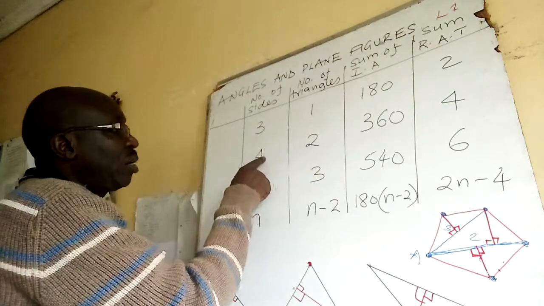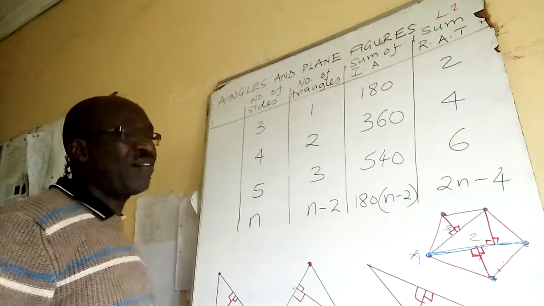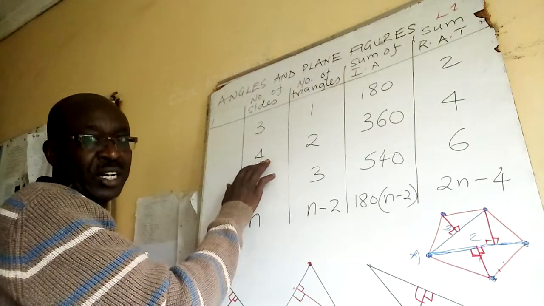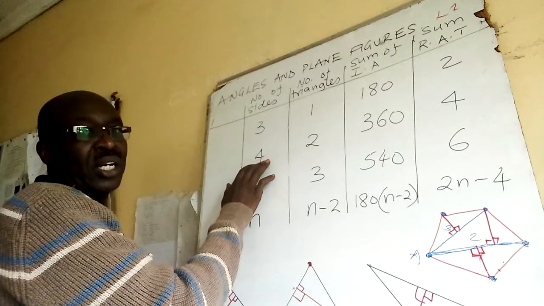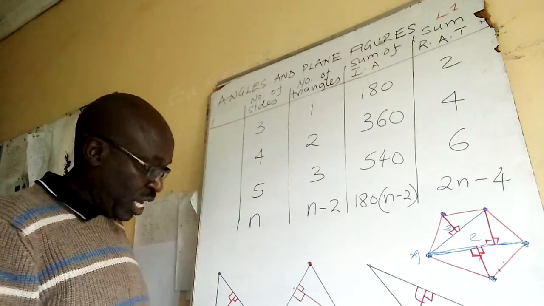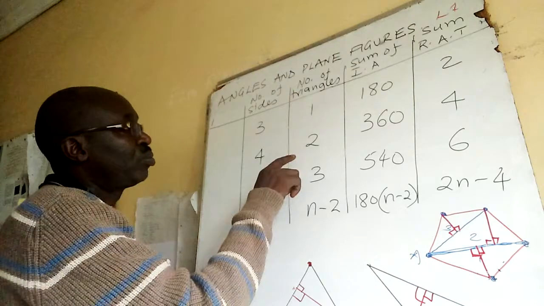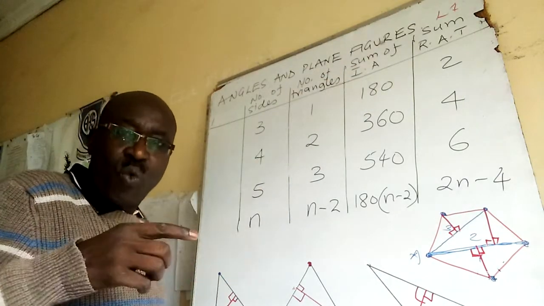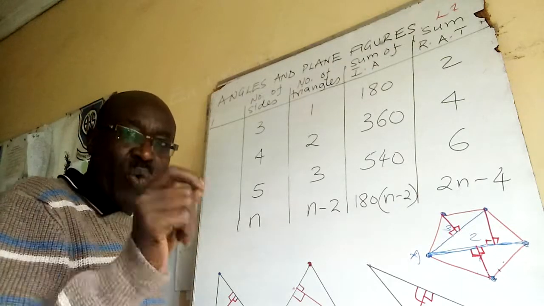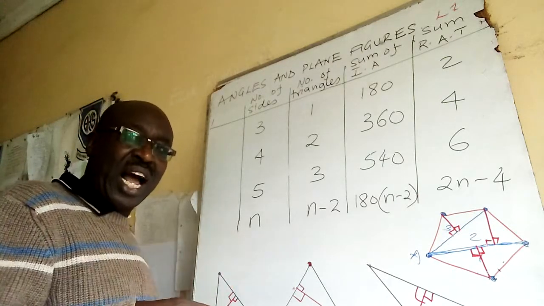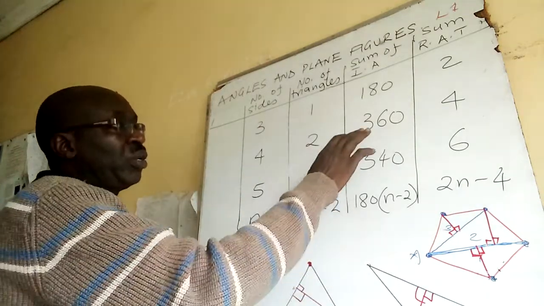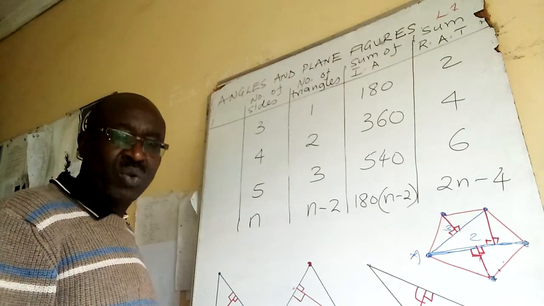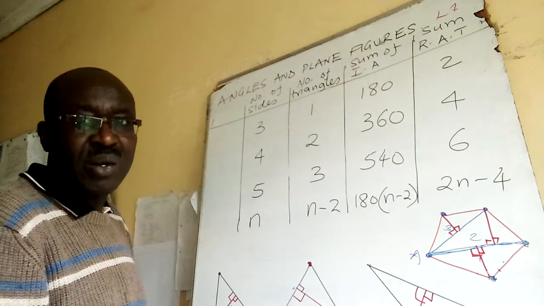Let us go to example number 2, where I have a 4-sided figure. Okay? The number of triangles that I formed were 2. And the sum of interior angles: if one triangle has a sum of 180 and I have formed 2 triangles, it will be 360. I think that is easy. One triangle 180, the other triangle 180, the sum 360.